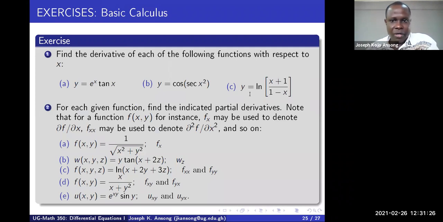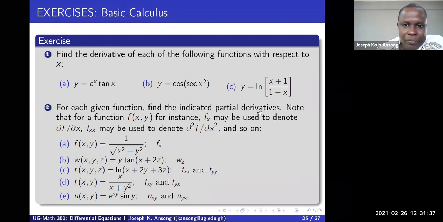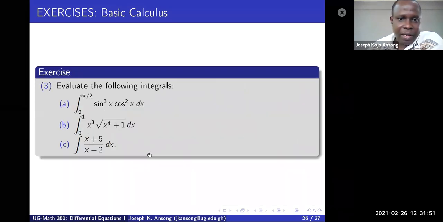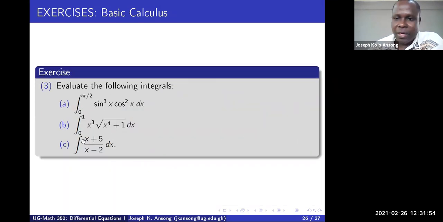So I'll end with some exercises you can take a look at. The first set is basically on basic calculus. Try to find the derivative of these functions with respect to x. Do the same thing for these ones. This is just to help you refresh your mind on some calculus, derivatives. The next set is very similar. You want to evaluate these integrals. If you go back to calculus 2, you should remind yourself of how you do these things. You might need some of these in our course.